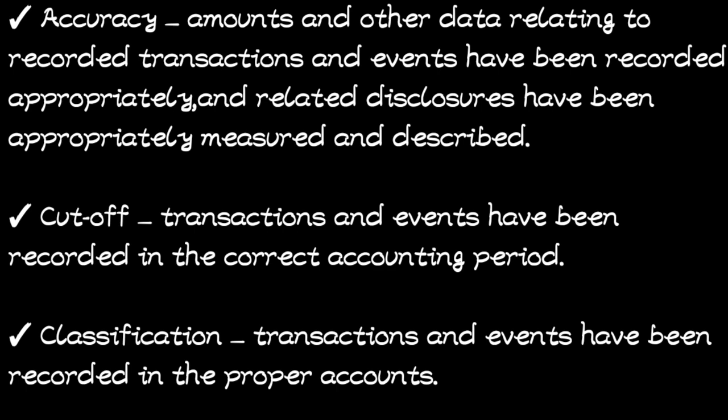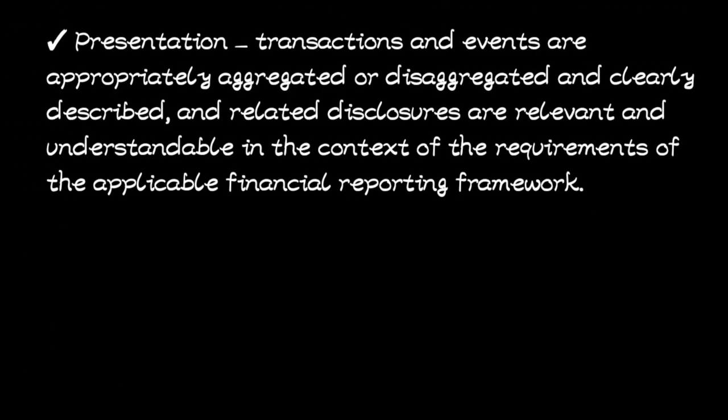Then another section is classification. Here the auditor has to make sure that transactions and events are being recorded in their proper account. Like if something is supposed to be under sales, it's there. If something is supposed to be under cost of sales, it's there. That's classification. The last assertion for classes of transactions is presentation.